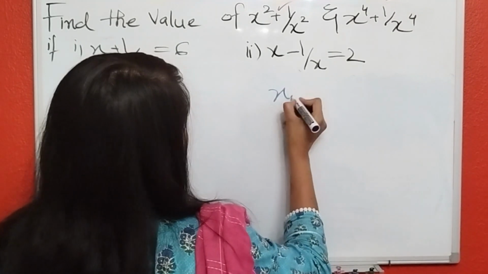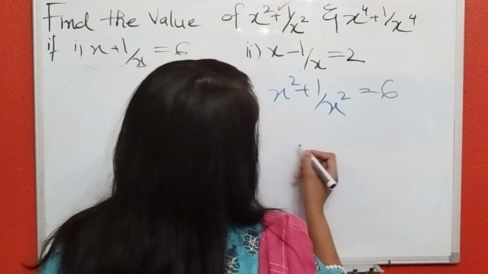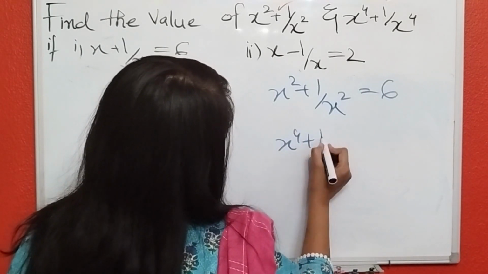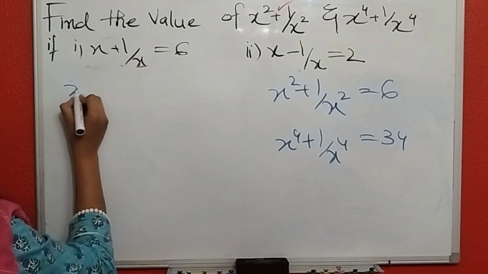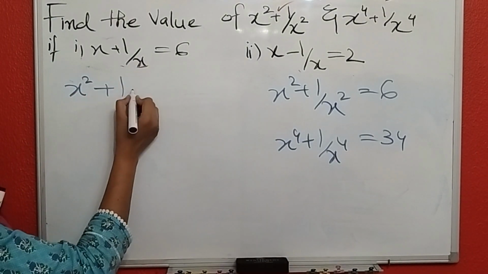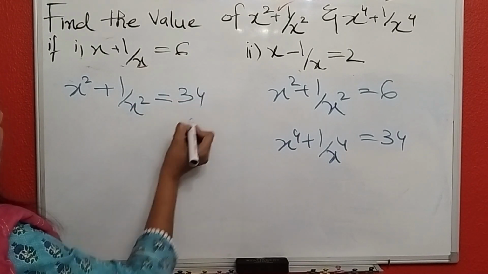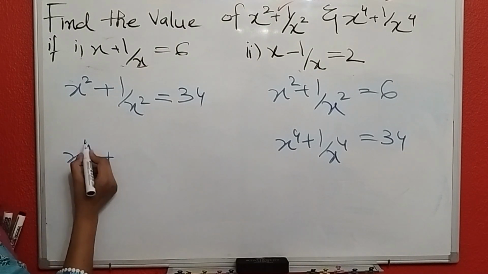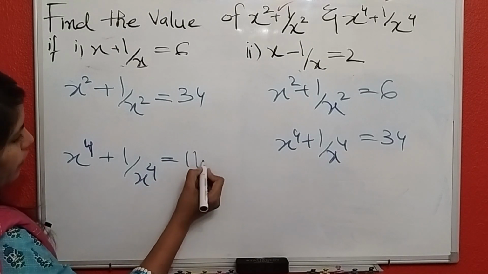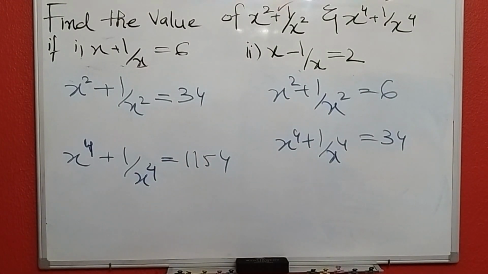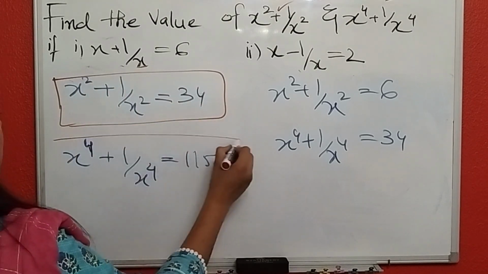Here x square plus 1 over x square is equal to 6 and x power 4 plus 1 over x power 4 is equal to 34. All the answers.